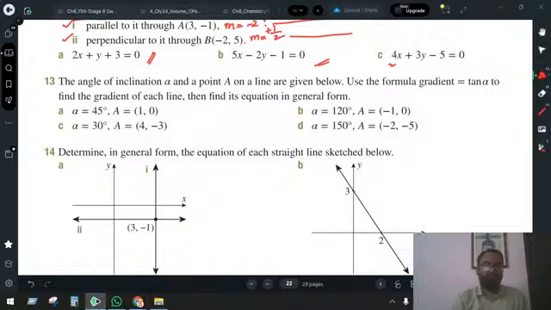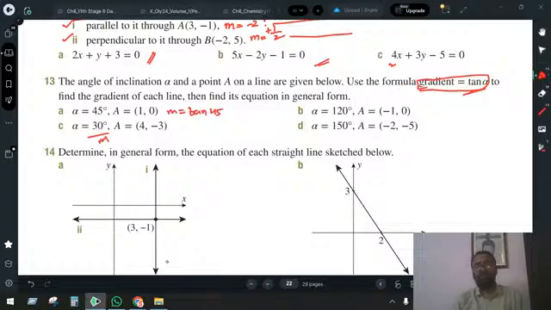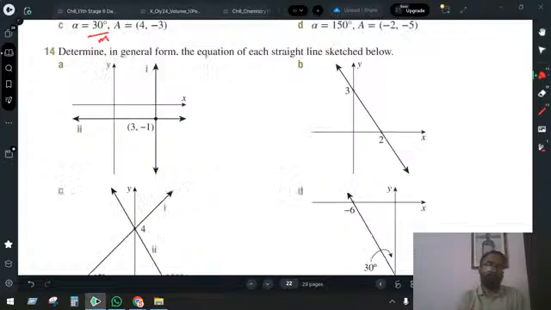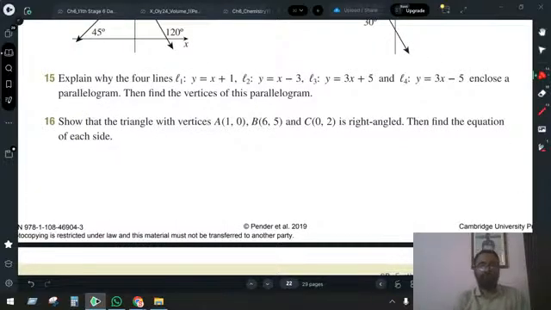An angle of inclination alpha has been given. When the angle of inclination is given, what is the gradient formula? Gradient is equal to tan alpha. Alpha has been given, so here you have to find tan 45, tan 30, that is your m, tan 120, tan 150. Accordingly, you have to use quadrant formulas and logic, and everything will come.